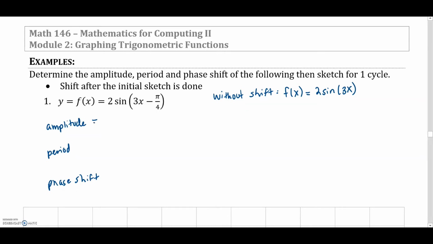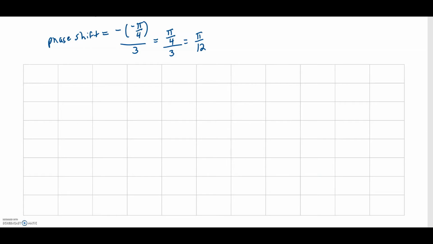Let's first consider the amplitude, period, and phase shift of the function given. Our amplitude is equal to 2. The period is equal to 2 pi divided by our b value, which is 3, and that can't be reduced any further. And the phase shift is equal to negative minus pi over 4 divided by our b value of 3. So those negatives cancel out. We end up getting pi over 4 divided by 3, which is pi over 12. So let's draw our axes.